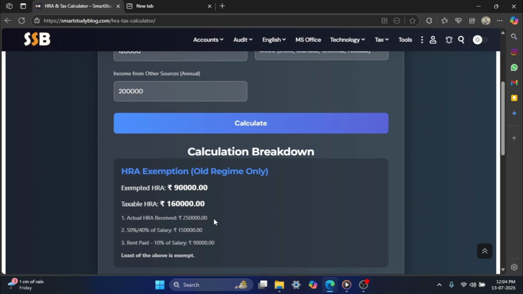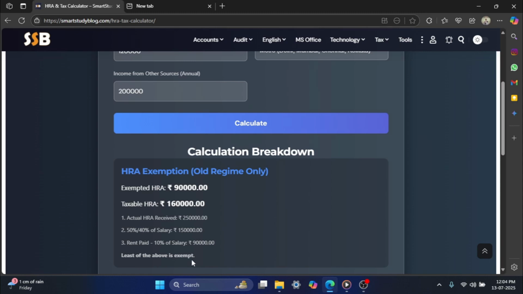1, the actual HRA you receive from your employer. 2, 50% or 40% of your salary plus DA, depending on your city type. Metro or non-metro, right? Yes. And 3, the amount of rent you actually paid minus 10% of your salary plus DA. Wow, okay. So it's the lowest of those 3 figures that becomes your actual exemption.